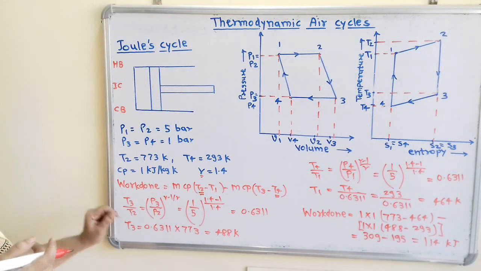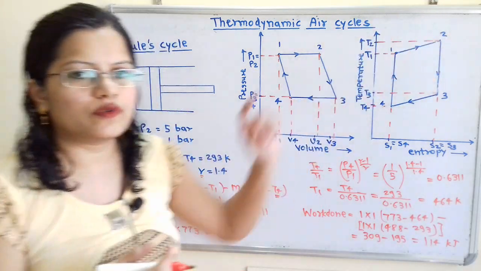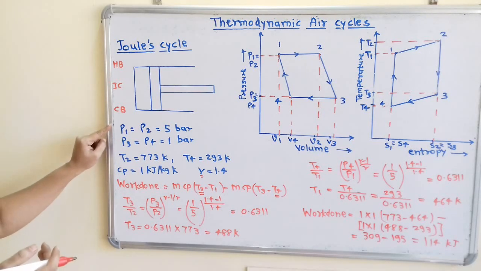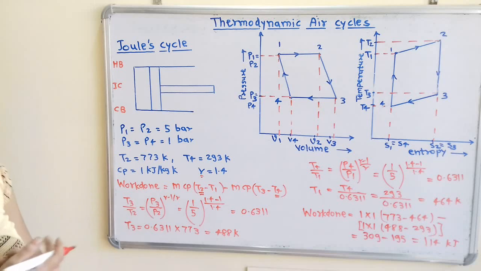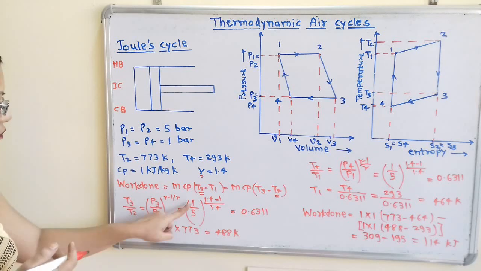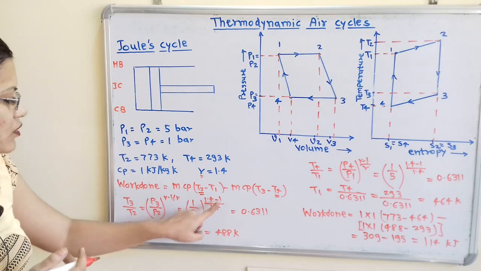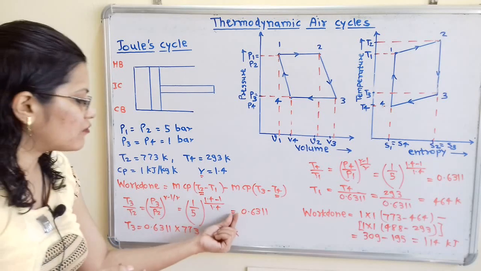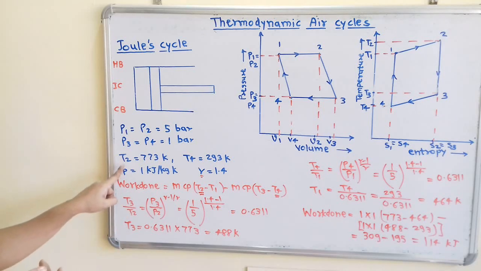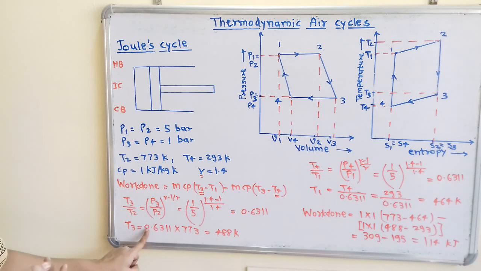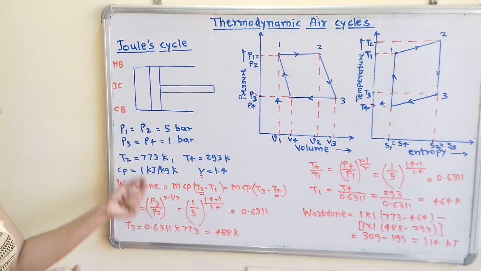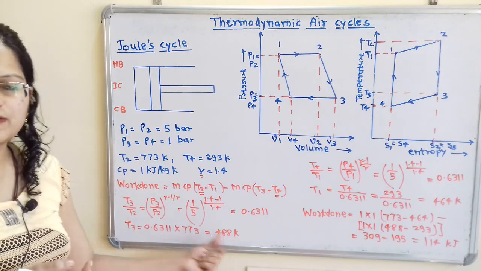So we take the ratio T3 by T2 is equal to the ratio of pressures, P3 by P2 raised to (gamma minus 1) by gamma. Now P3 is 1 bar and P2 is 5 bar. So we write (1 by 5) raised to (1.4 minus 1) by 1.4. When we calculate, we get 0.6311. Now we have to calculate T3 because T2 is known. So T3 is equal to 0.6311 multiplied by 773, which is equal to 488 Kelvin. This value is in Kelvin, so the answer will also be in Kelvin.